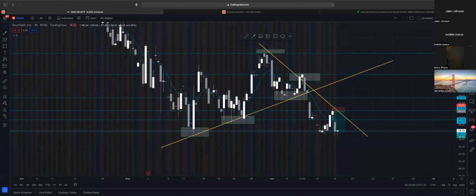For some reason, my chart looked different on mine. I'm not sure. This is a 4 hour. I don't know if you're on it. This is the 4 hour. Hold on, guys. I'm trying to get all these questions.